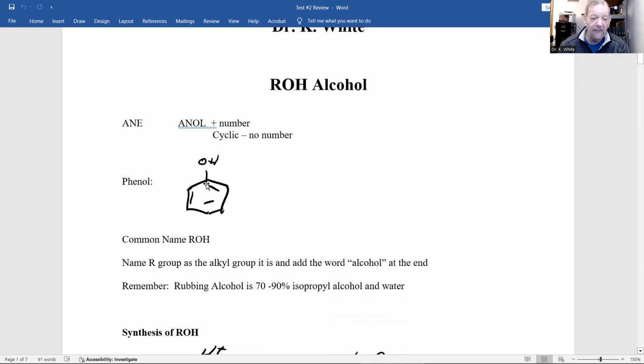Now, there's one exception, and that's a benzene ring with a hydroxyl group. It's an alcohol, and IUPAC, in their infinite wisdom, took the old name and used it, because they said, we're not going to get those organic chemists to change. They've been using this for centuries. Therefore, this is called phenol.